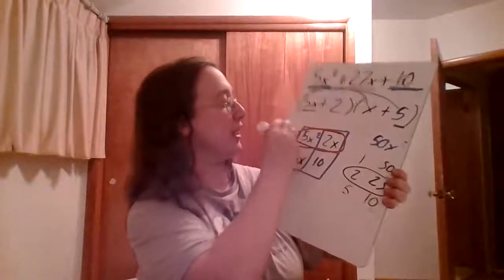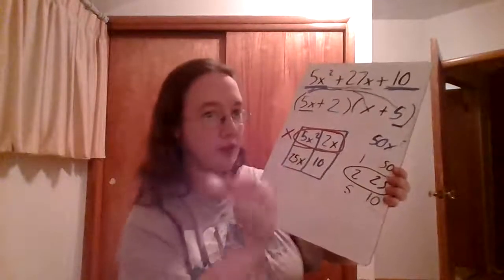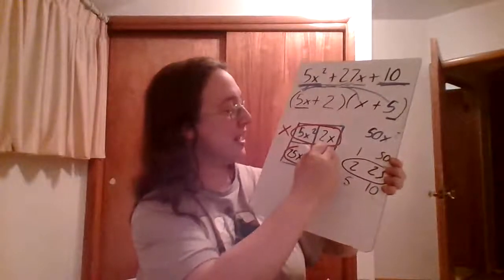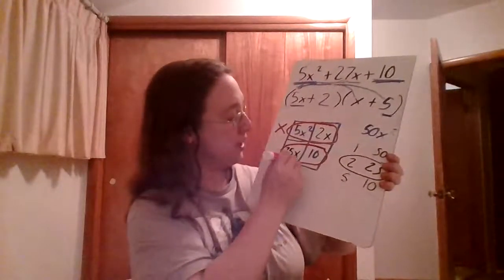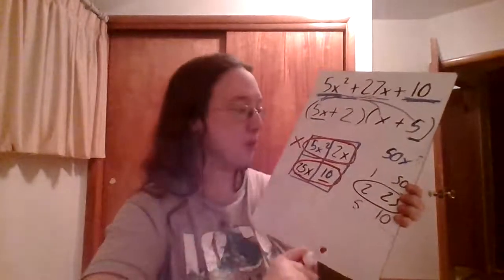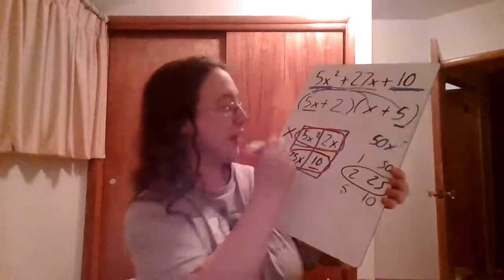I'm going to take that and stick it out here. Now we're going to do the same thing with the bottom. So we've got a 25x and a 10. We're looking for the biggest thing that goes into both of those. And the biggest thing is going to be a 5.